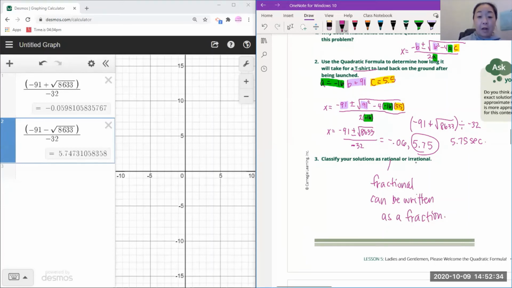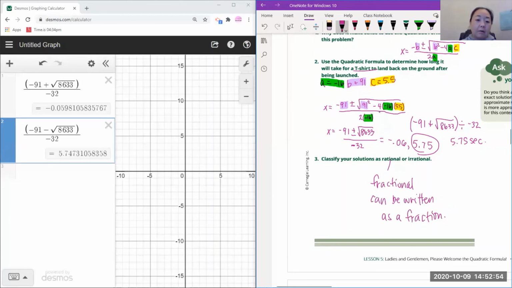It cannot be written as a fraction. It's a number that keeps on going, has no pattern, and doesn't stop. I guess that's what keeps on going is, right? So yeah, in here, if we have the square root of 8,633, we know that it's not a perfect square. Well, I'm gonna just check one more time, just in case.